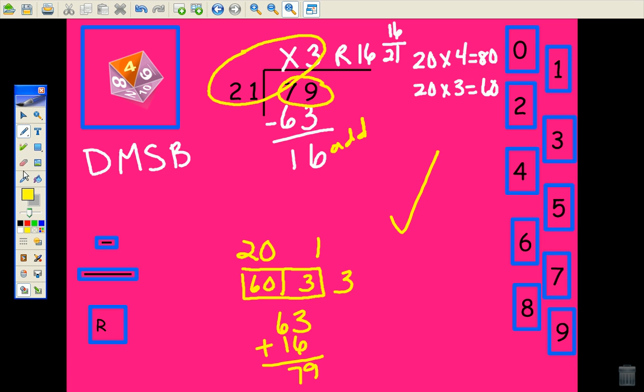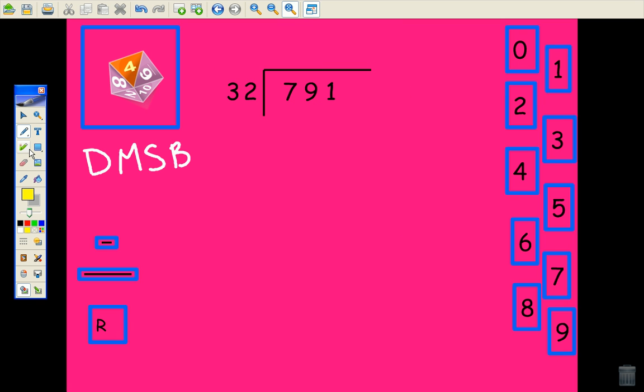Now let's try a 2-digit going into a 3-digit. Alright, let's go through the process. Divide. Can 32 go into 7? No. Can 32 go into 79? It is a possibility because it's bigger than that. So let's go through our process.